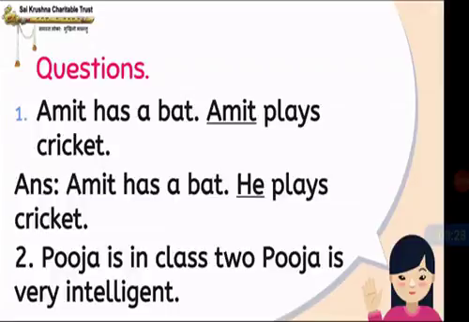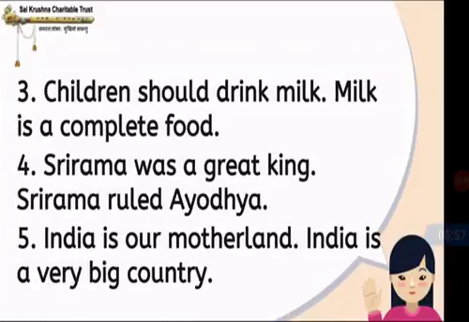Amit has a bat. Amit plays cricket. One I have done for you as an example. So you can do the following. Here, Amit has a bat. He plays cricket. Okay. So second question. Pooja is in class 2. Pooja is very intelligent. Okay. I gave an example. See that and you have to answer it.